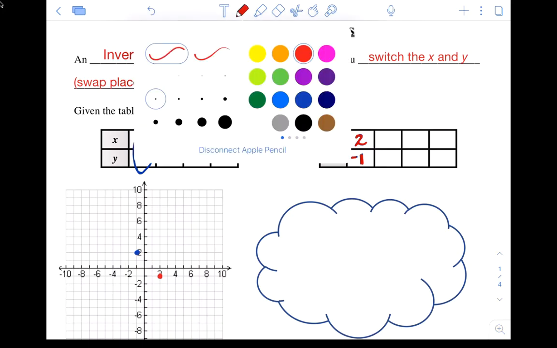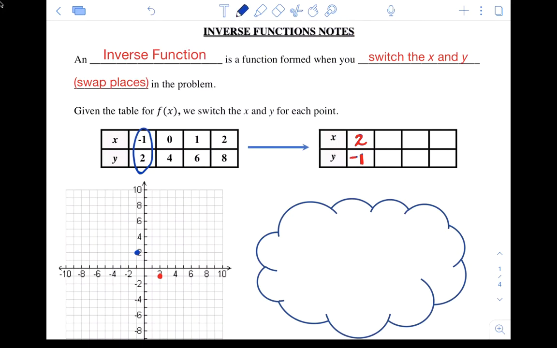We'll start with graphing them as they are in the original table. So 0, 4 is located here. 1, 6, really awesome dot right there. 2, 8.